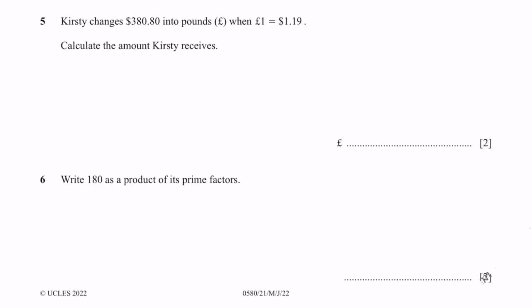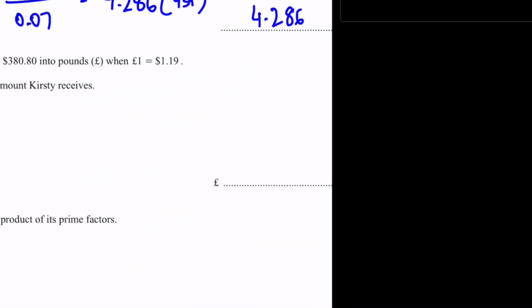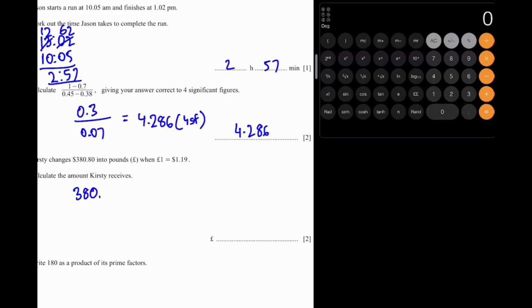Question 5. Kirsty changes $380.80 into pounds, and 1 pound is equal to $1.19. Calculate the amount Kirsty receives. Let's get our calculator out, and now we can divide 380.80 by 1.19. And now on our calculator, we get 320 pounds.